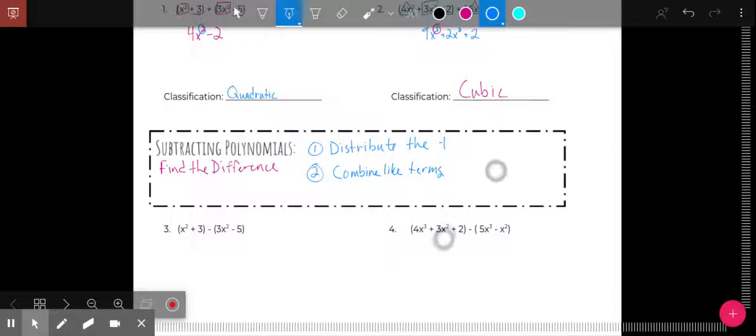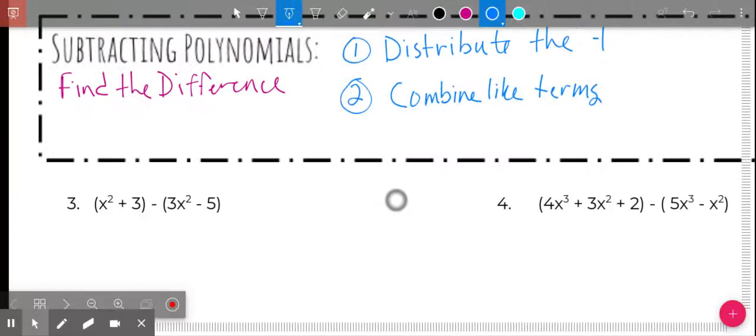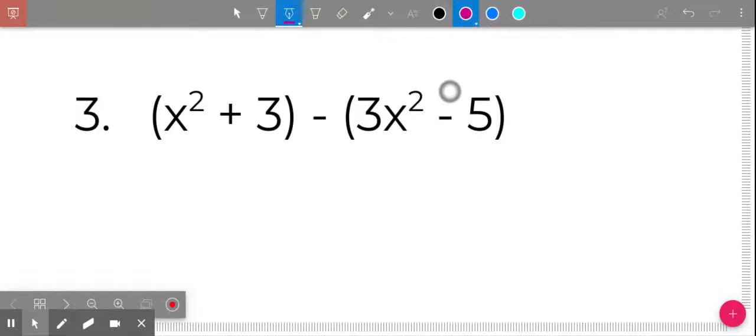All right. So looking at our first one, we have x squared plus 3 minus 3x squared minus 5. So our first step, step number 1, says distribute the negative 1. So if we look at this, we don't have anything in front of this set of parentheses up here, but we do have this subtraction sign in front of that set of parentheses. So that's where we're going to write in that negative 1. So really we have a -1 in front of this set of parentheses. And anytime we have a number in front of the parentheses, we have to distribute.